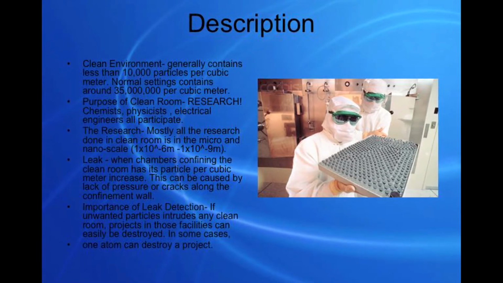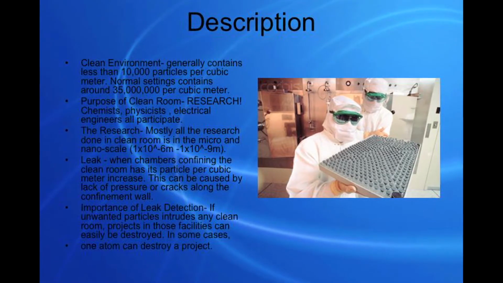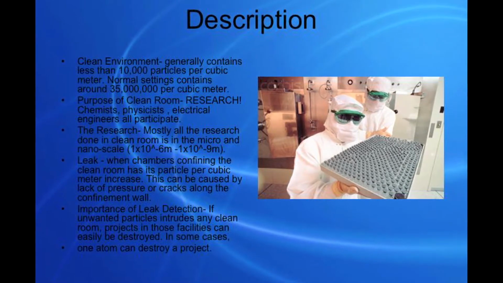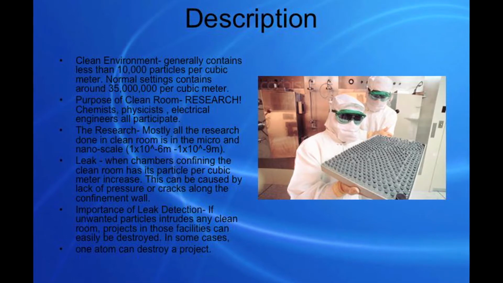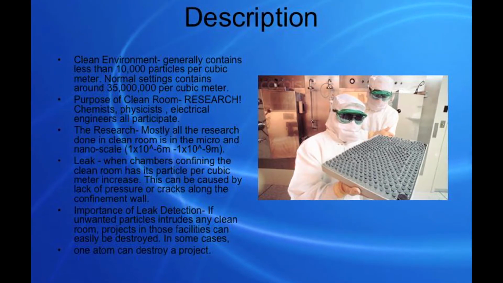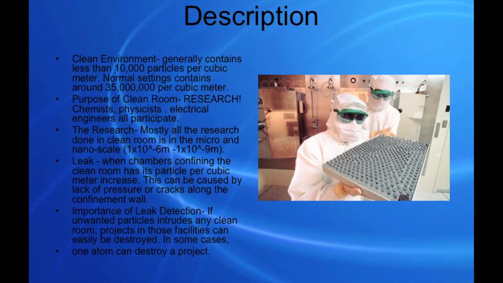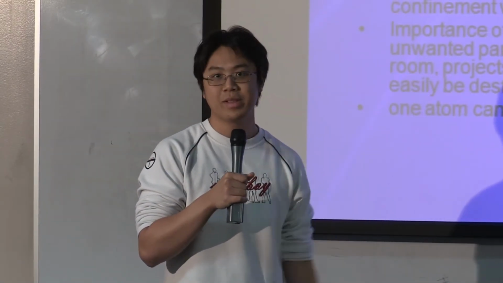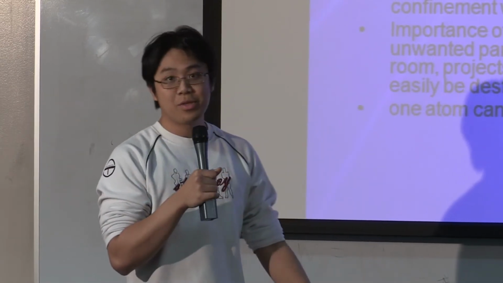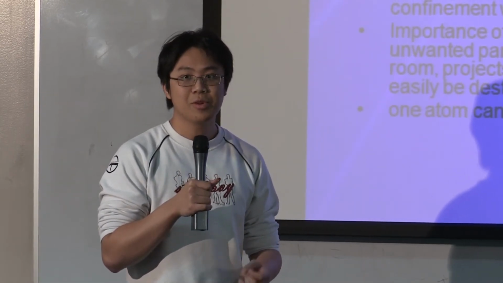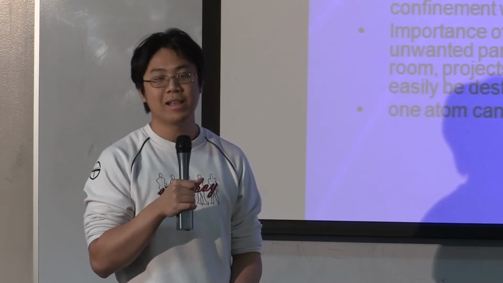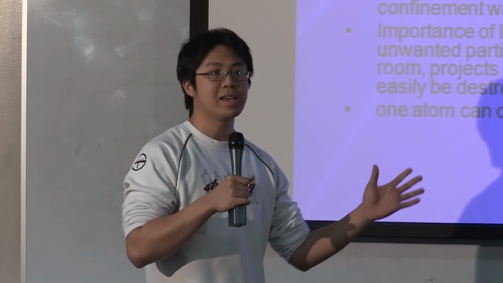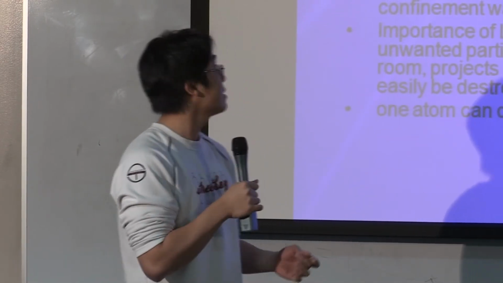For an environment to be clean, usually the environment has to contain a certain amount of particles per, say, meter cubed. And commonly, the clean rooms contain usually 10,000 particles per meter cubed. And just for comparison, a normal environment has, as you can see, about 35 million particles per meter cubed. So it's very important for us to come up with a project so we can detect if there's a leakage in a clean environment so we can get that fixed.